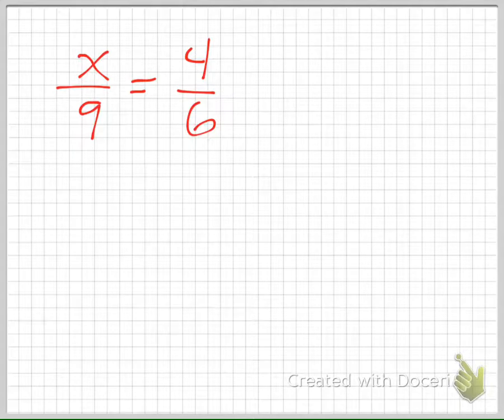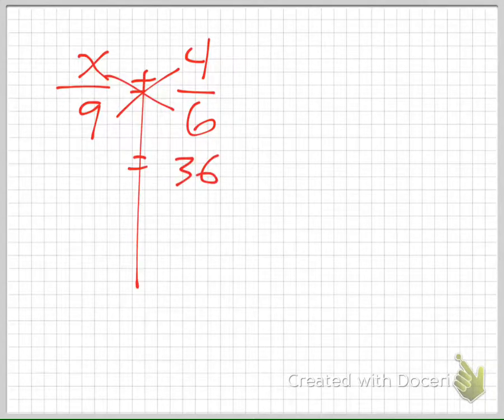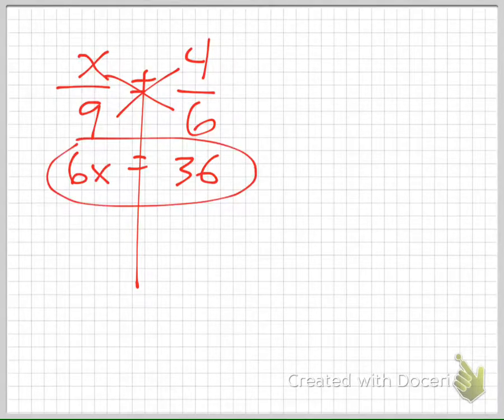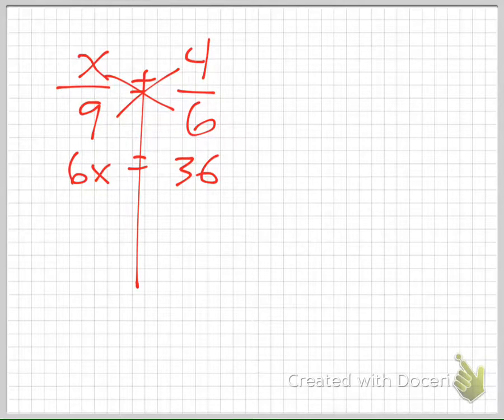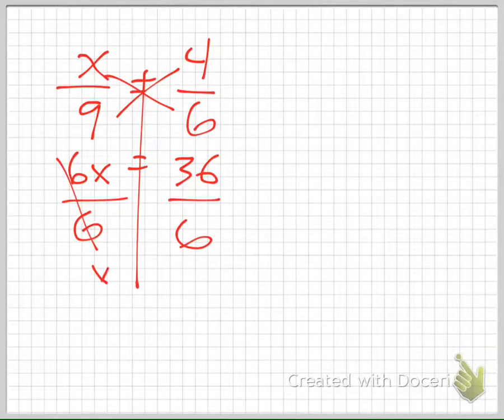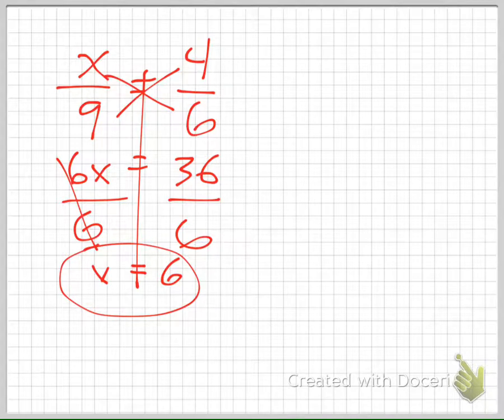That's what it means. So you cross multiply this and you go, okay, what is 9 times 4? 36. Line down the equal sign, 36. What is x times 6? 6x, right? Have you ever seen a problem that looks like this? What do you do now? You divide by 6, divide by 6, x equals 6. That's what I would do.